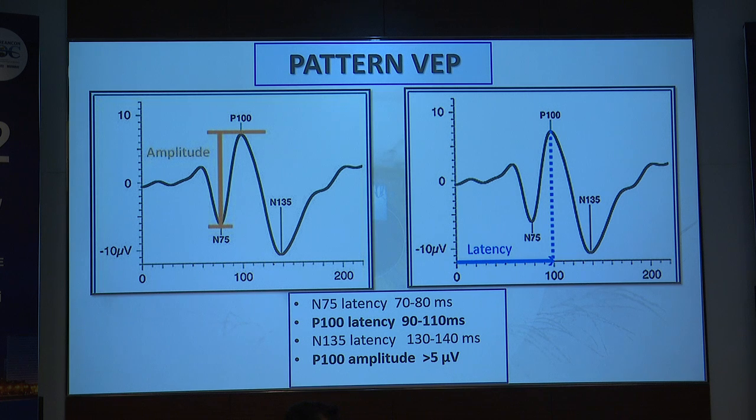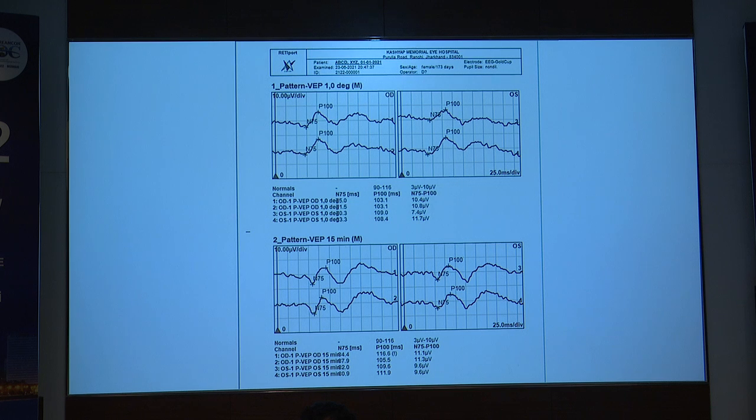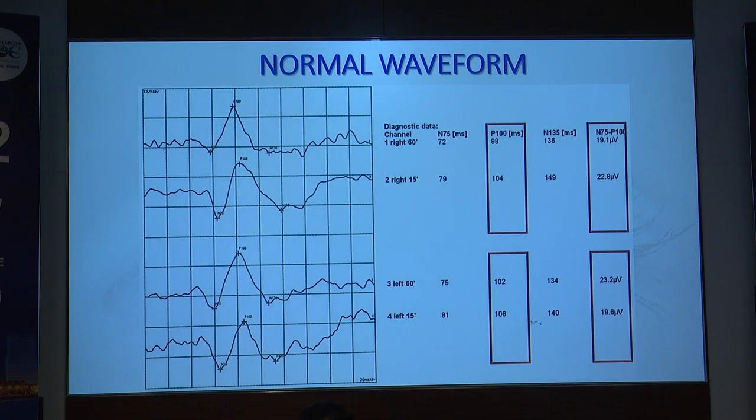Now this is the waveform that is seen. The most important wave here is the first positive wave, or P100. The amplitude of the P100 is calculated from the trough of the N75 to the peak of the P100, which should be more than 5 microvolts. And the latency is normally from 90 to 110, varying from lab to lab, but on average is taken as 100. And this is how the report is given to the patient.